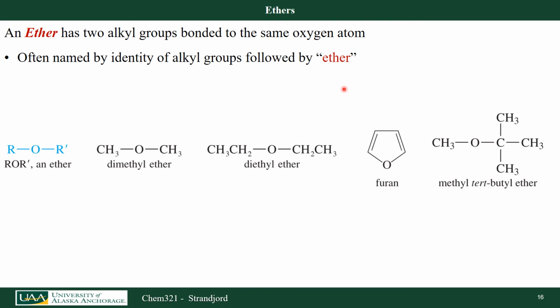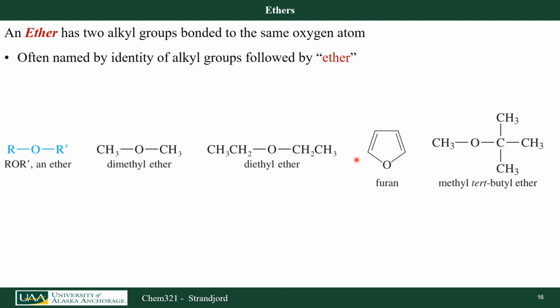Ethers are a functional group where I have an oxygen with 2 alkyl groups bonded to that oxygen. We often identify the alkyl groups and then follow that by the word ether for nomenclature. So generically, I have an R group attached to an oxygen with another R group attached to it. Here I have a methyl group and a methyl group, so we call this dimethyl ether. Here I have an ethyl group and an ethyl group. We call this diethyl ether.